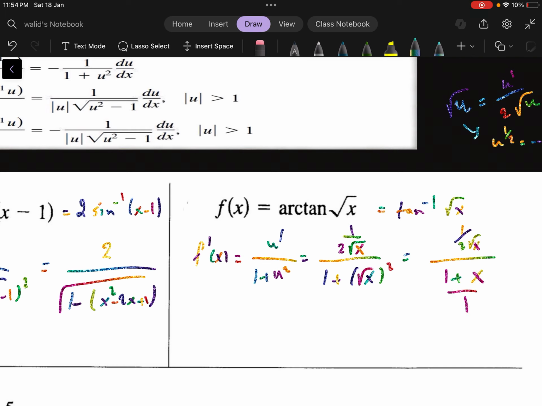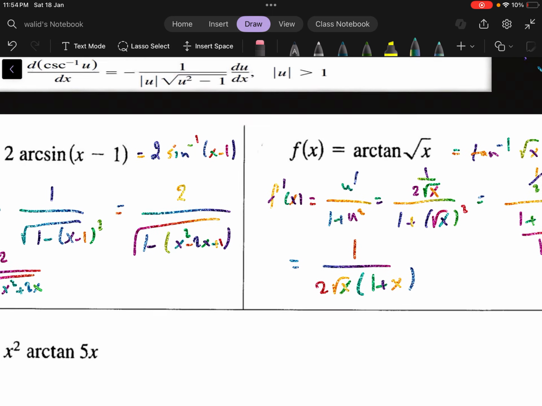If you want to simplify it more, I'm going to multiply far, far and near, near, which is 1 over 2 square root x times 1 plus x. It's better in this form.